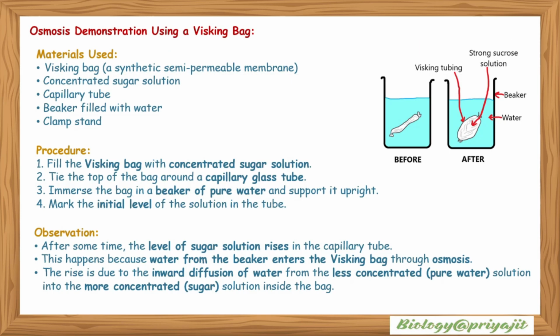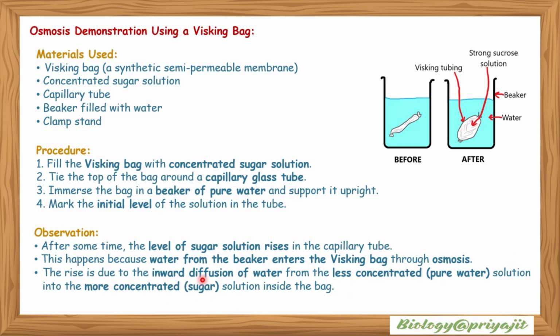Osmosis demonstration using a thistle bag. Materials used: thistle bag, a synthetic semi-permeable membrane, concentrated sugar solution, capillary tube, beaker filled with water, and clamp stand. Procedure: fill the bag with concentrated sugar solution, tie the top of the bag around a capillary glass tube, and then immerse the bag in a beaker of pure water and support it upright. Mark the initial level of the solution in the tube.